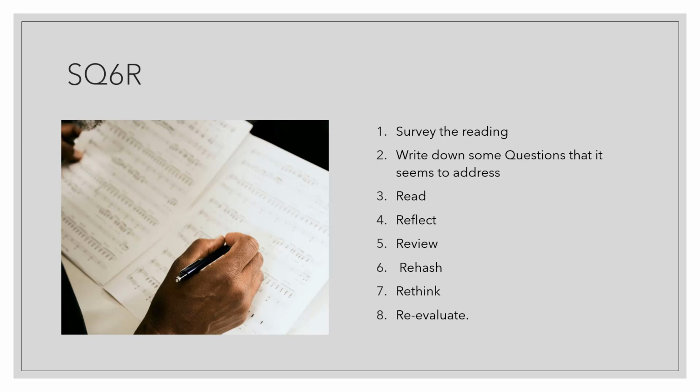Also in our textbook, there was a modified version of the SQ3R, the SQ6R, with the first two about the same. Again, the S stands for survey, where they will survey the reading. The Q stands for questions. They are to write down some questions that it seems to address. Then they will read. Then they will reflect. Then they will review, and then number 6, they will rehash.